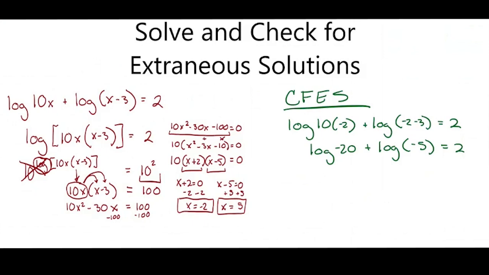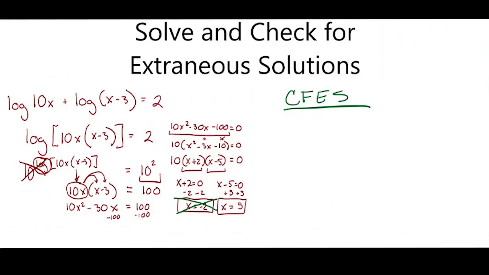Well, we have a problem. The problem is I can't raise 10 to any power that is going to give me a negative number. So 10 raised to any power equals negative 20? There's no exponent I could raise 10 to get a negative number. So if you ever have a situation where you're taking the log of a negative number, you would say that negative 2 is not a solution. That is an extraneous solution.